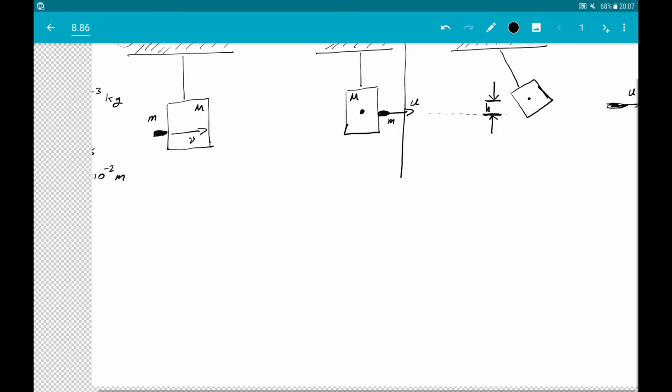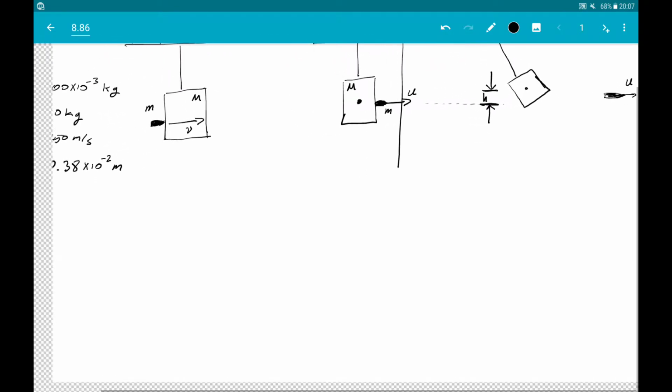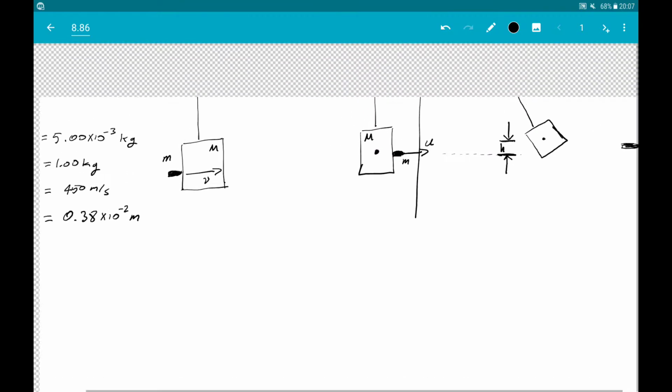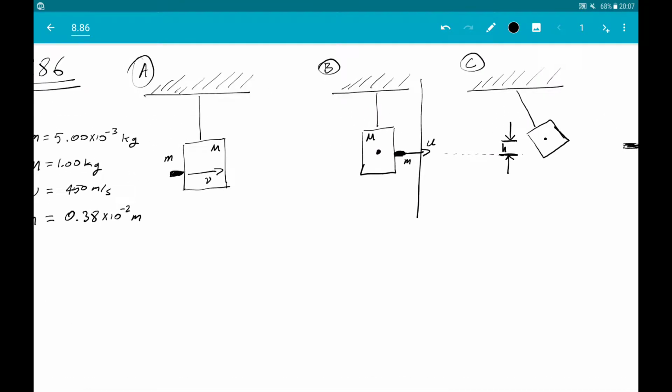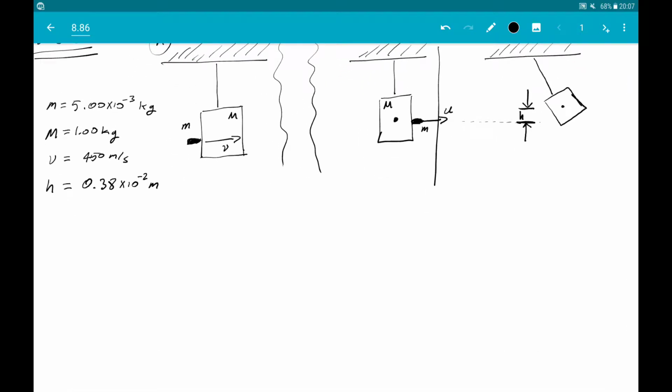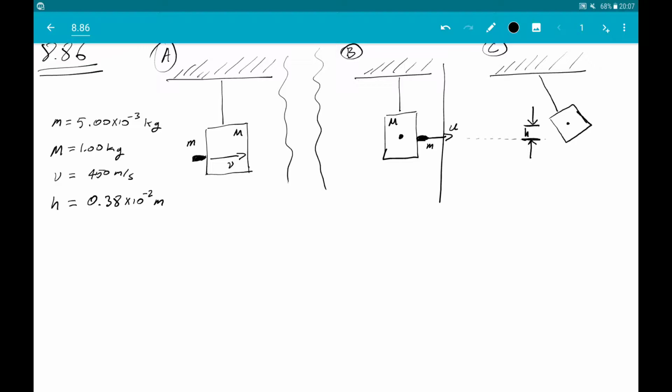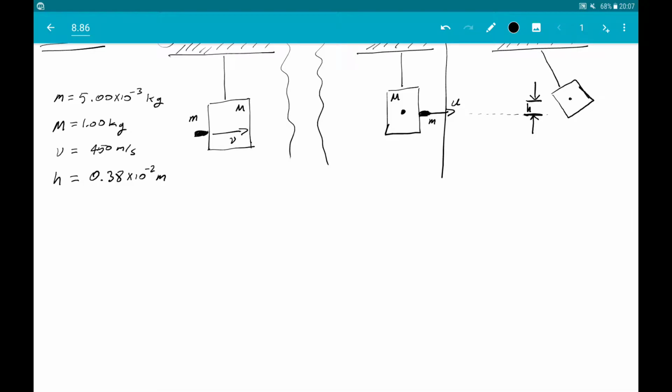Okay, so how do we figure this out? Well, what's between the two states A and B is an interaction between the bullet and the block. That interaction conserves momentum. It doesn't conserve energy. I mean, it might conserve energy, but it's not guaranteed. Momentum, though, is guaranteed to be conserved.